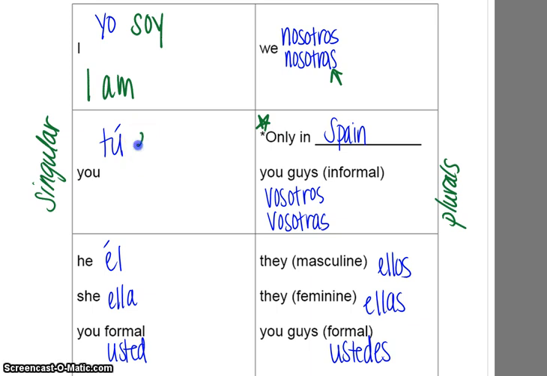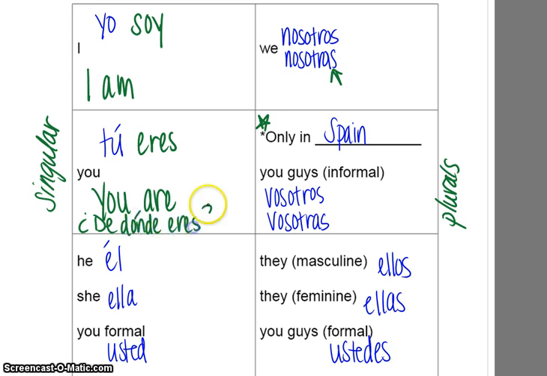In the tú form, tú eres, and that means you are. Now notice when I asked you the question, de donde eres, I didn't have a tú in there, but I had the question marks, which made it a question. And then we would have yo soy de to indicate your location.